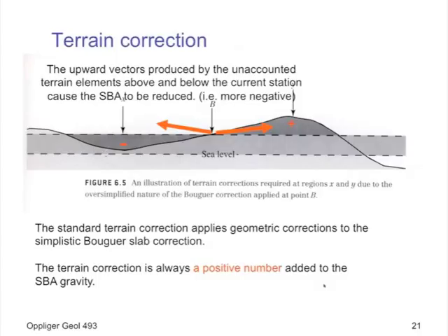Likewise, when we're overlooking a valley, which is here on the left, there's missing mass, which is not pulling down on our gravity meter. So again, that is making the measurement lighter. So whether it's a hill above us or a valley below us, the terrain correction is always added. The terrain correction is always a positive number. It's always added in to produce the Bouguer anomaly value.